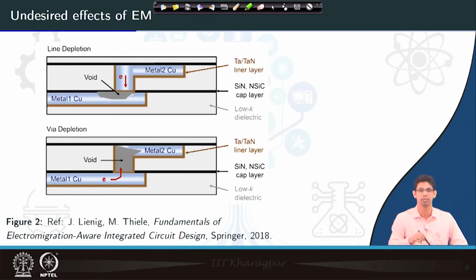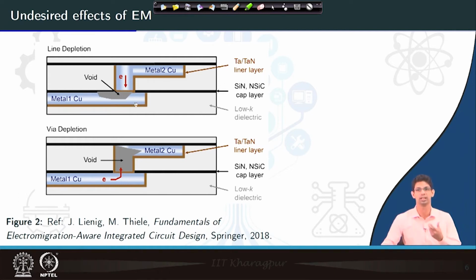Here is another schematic which explains the effects of this. Because of this migration there can be a depletion in your conductor. Here you can see that there is a void creation. This is called line depletion. This line is basically an interconnect, and there your metal has migrated. Electrons were coming from here, and over time the metal has eroded.